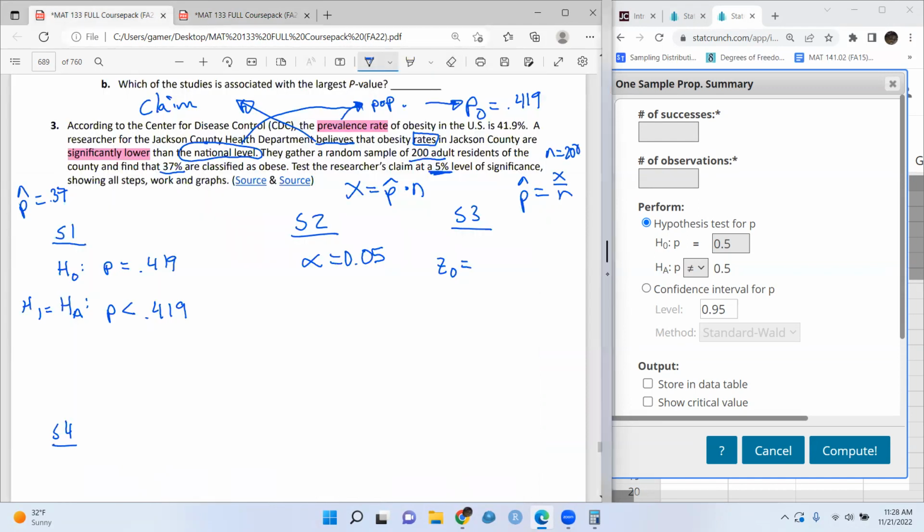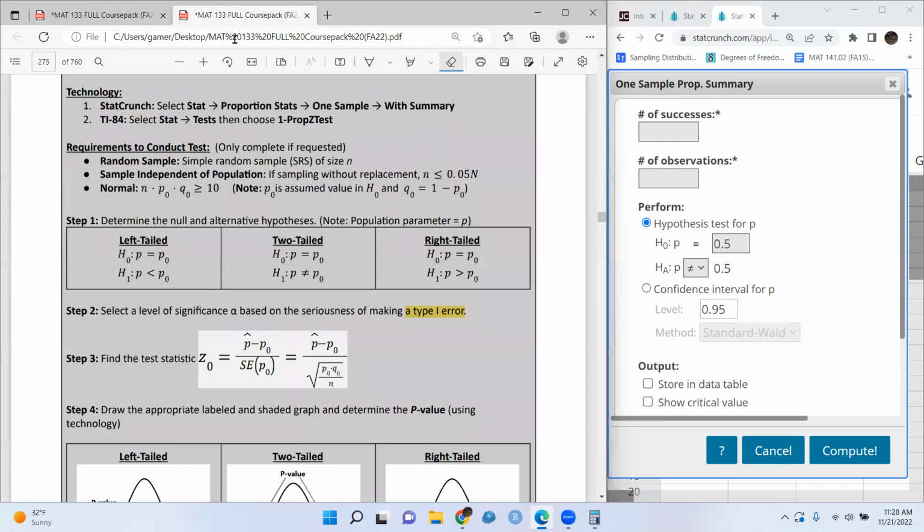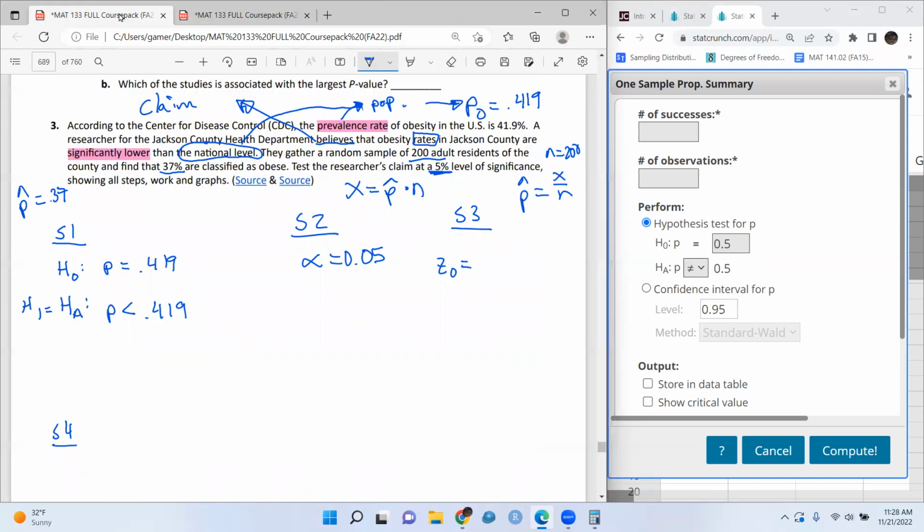Okay, so let me glance at it again. There we go. It's the sample value minus the assumed value of the parameter divided by the standard error of the parameter, which is this: p naught times q naught divided by n. Now, like Reagan was pointing out, we need to know x, which is the number of successes, and we need to know the number of observations. Well, that's just the 200. We got that straight from here.